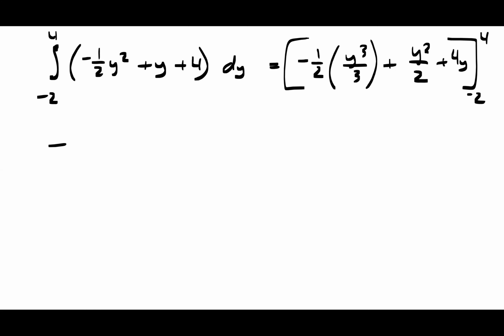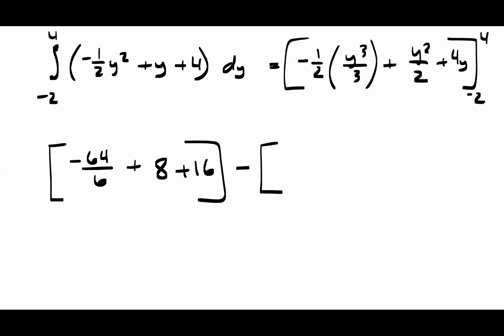Way more easy. So plugging in a 4 into there: -1/2 times 64, so 64 over -6. Plug the 4 in over here, that makes 8. That makes 16. Subtract, plugging -2 into here: -2 times -2 times -2 is -8, right? But a negative over a negative, the negatives cancel, so 4 over 3. -2 into there makes 4, so 4 divided by 2 is just a 2. And -2 plugged in there makes a -8.